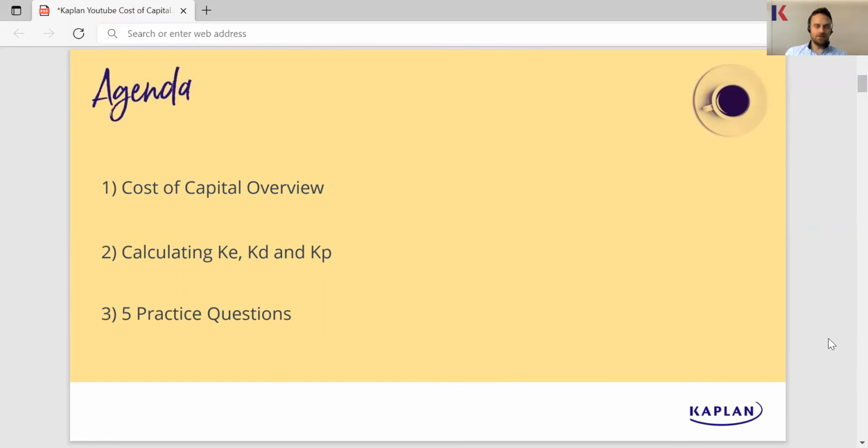So the first thing I want to do today is just make sure we're understanding what does it actually mean? And I think if you get that, then it makes it a lot easier when you're then trying to calculate it and work out all its components. Once we've done that, we'll then look at the three main costs that you need when you're working out the WACC, which is the cost of equity, the cost of debt, and the cost of preference shares, or KE, KD, and KP, as they're commonly known.